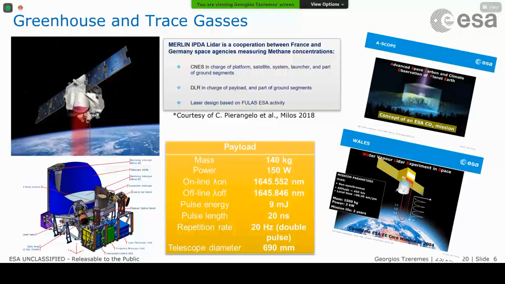On the right side, you see two ESA proposed activities. The one was the A-SCOPE, which was a concept for measuring CO2 from space. But sadly, due to low maturity of the technologies at that time that was proposed, it was not selected. And similarly it was for the water vapor WALES mission.